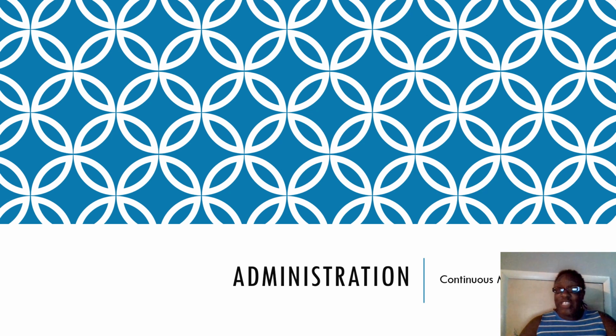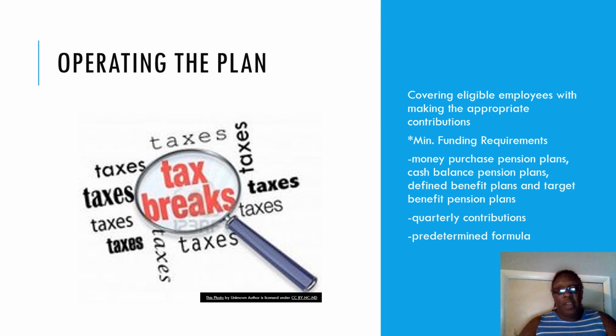Now we're at the final steps, the administration. It takes continued management at the administration part. Let's talk operating of the plan. This is where you are covering those eligible employees, making sure the contributions of the minimum requirements are maintained. And those are for those pension plans, the money purchase, the target benefit plans, quarterly contributions, and there's a predetermined formula that you would use to make sure everything is consistent and where it's supposed to be.